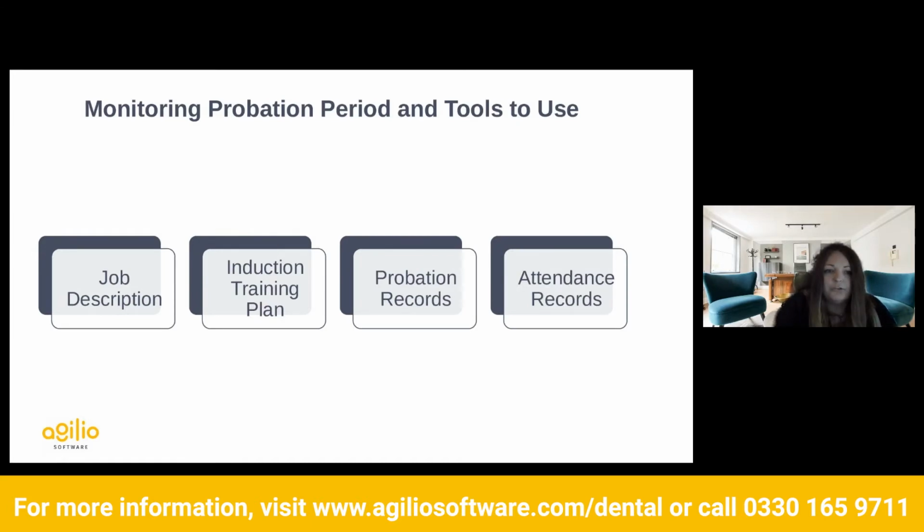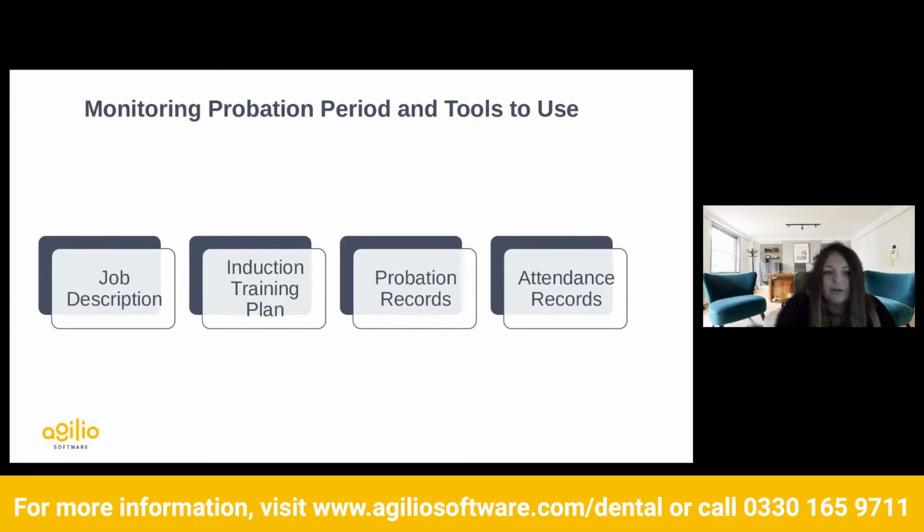So, what tools can you use to help monitor the probation period? Firstly, their job description. This can be used to evaluate the team member's performance. Next, having a structured training plan. You can use the probation and induction record, document code M225A, and this will help create that training plan and identify any training needs.